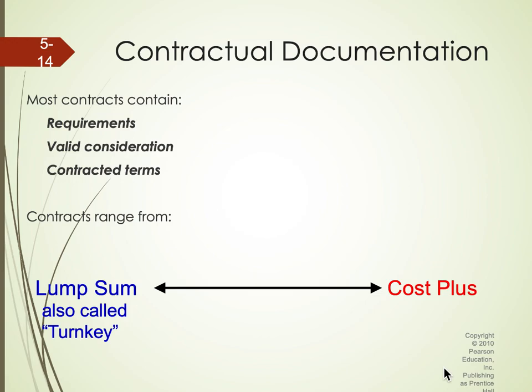So not only that, we also mention here about contract range. This is basically turnkey, which is basically the cost between a finished project and additional work. For example, this is cost plus.